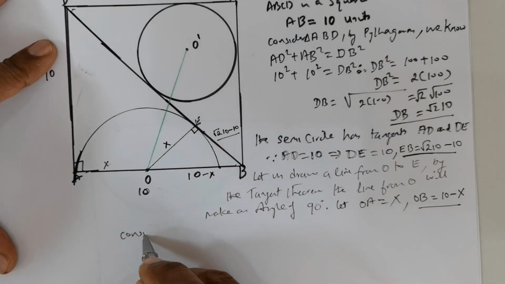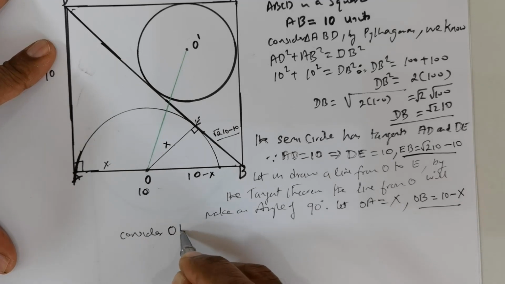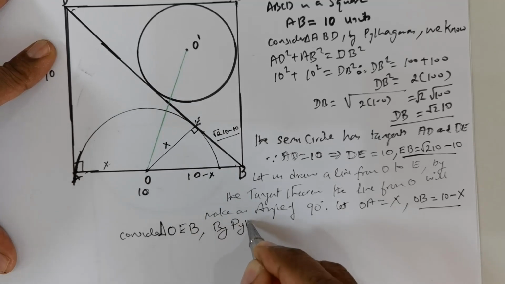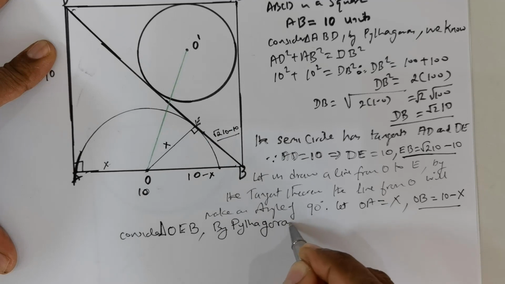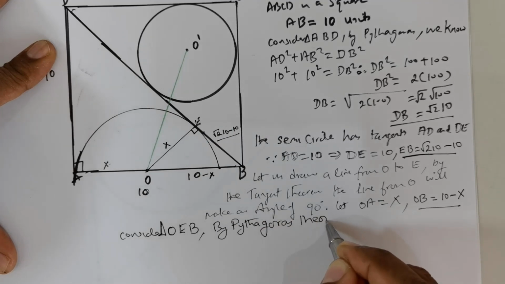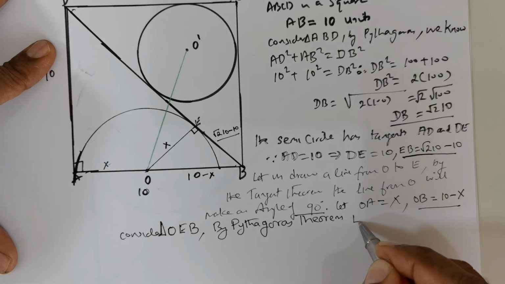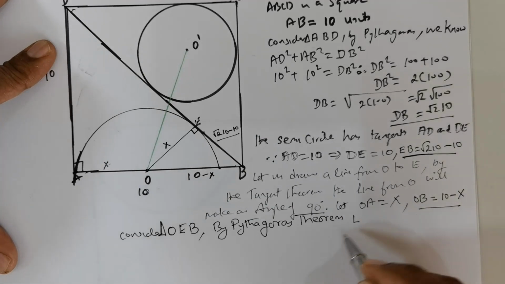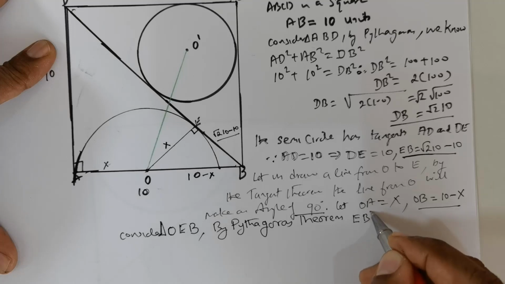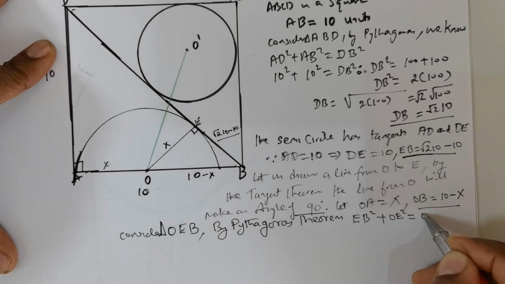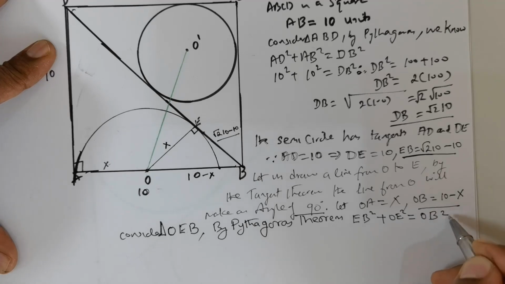So what I'm going to do is state here, consider triangle OEB. So by Pythagoras theorem, so what do you know by Pythagoras theorem? EB squared plus OE squared is equal to OB squared.